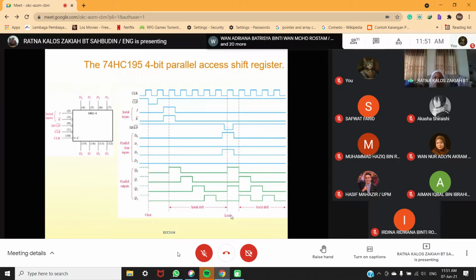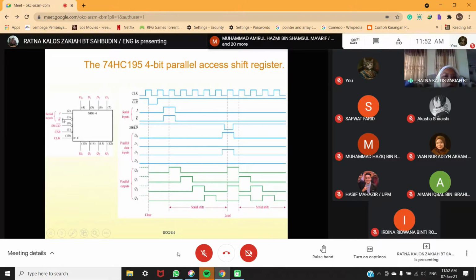Okay, now this slide you look at here. This is the 74AC195 4-bit parallel shift register. So you have here on top all the parallel data in, and then at the bottom here, this is all the data out. This is parallel data out.